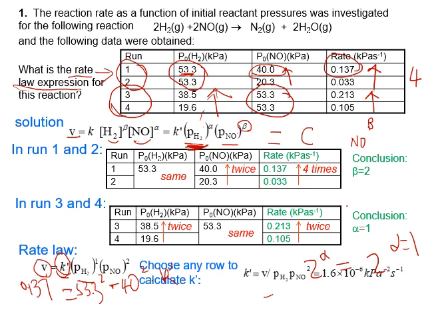You can choose run 2, run 3, or you can average all 4 of them. The final solution should be 1.6 times 10 to the minus 6, that's the rate constant, times hydrogen first order, NO second order.